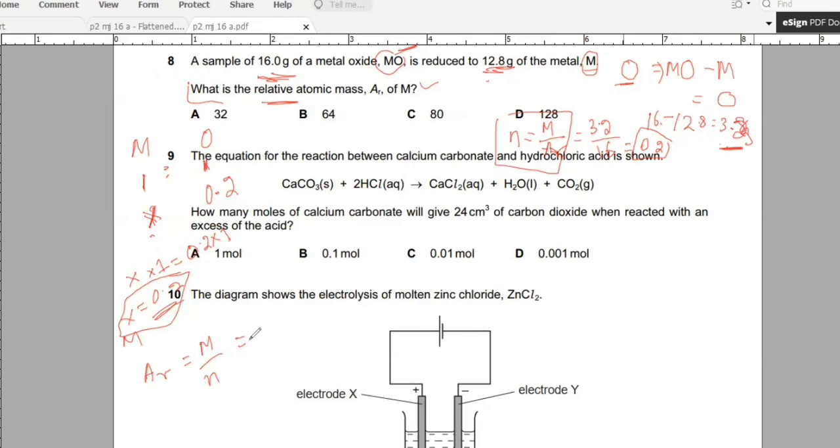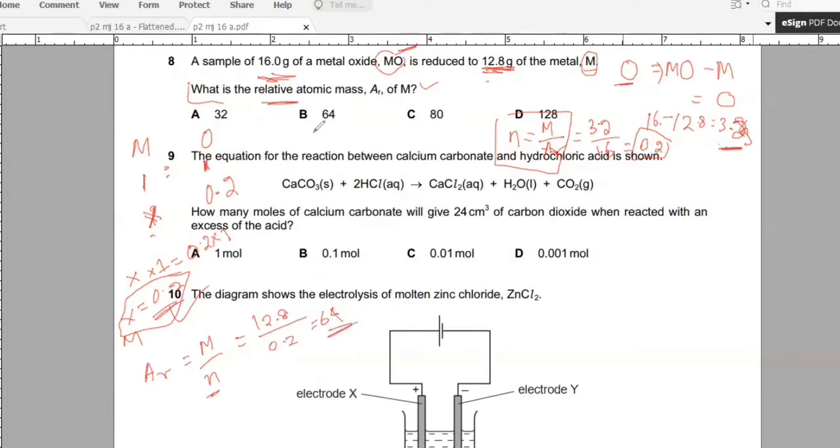So what did you get? Here they have told you the mass of M. The mass of M is 12.8 gram, and the number of moles just now we got is 0.2. So divide 12.8 by 0.2, we'll get 64. Okay, so the answer will be 64.